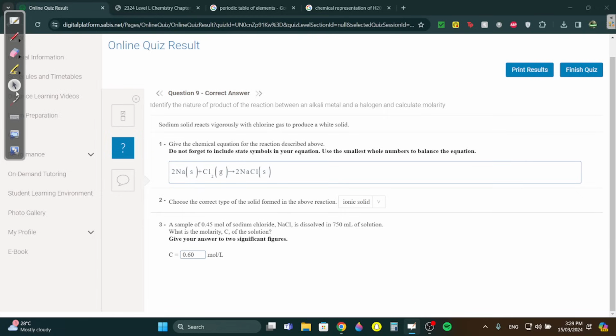Then question 2. Choose the correct type of the solid formed. It's an ionic solid. Why is it ionic? Because it's a metal plus non-metal. What is molarity and concentration? You know, concentration is C equals n over V. For 0.45 over 0.75, because this has to be in dm cubed. If you divide by 1000, it becomes 0.75 and you get 0.6.